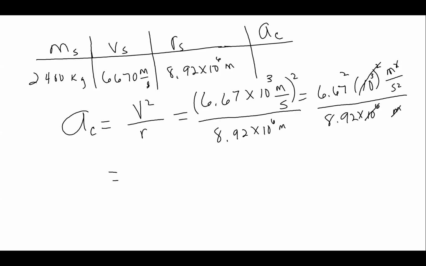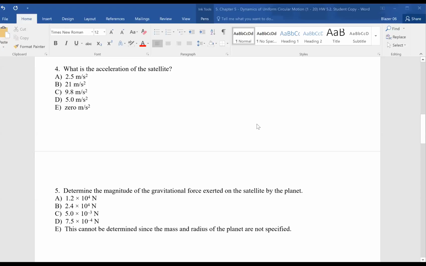Okay, so let's go back to our question. What is the acceleration of the satellite? Then we have what? D. Okay. We're going to get 4.99, and that's going to be D. Okay. All right. Let's go to number 5. Can you see number 5?